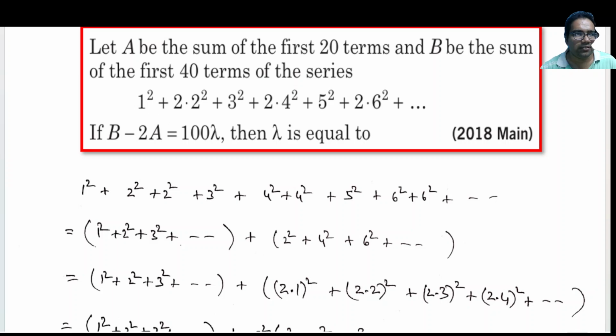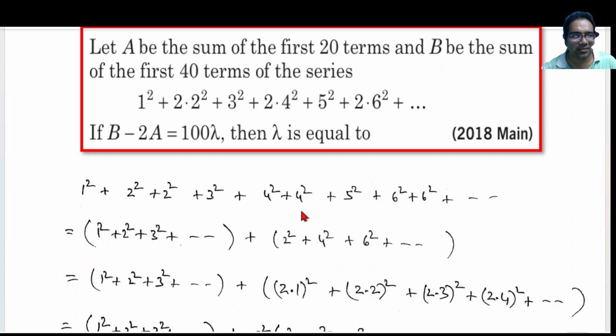So, for example, this is 2 into 2 square. Let's write it as 2 square plus 2 square, then 3 square, then 2 into 4 square, let's write it as 4 square plus 4 square, then 5 square, then 6 square plus 6 square, likewise. And let's take 1 square, one of these. There are two 2 squares, two 4 squares, two 6 squares, two 8 squares, like this. Let's take one of them and write the complete series as 1 square plus 2 square plus 3 square. And we'll be left with the second set of 2 square, 4 square, 6 square, 8 square.